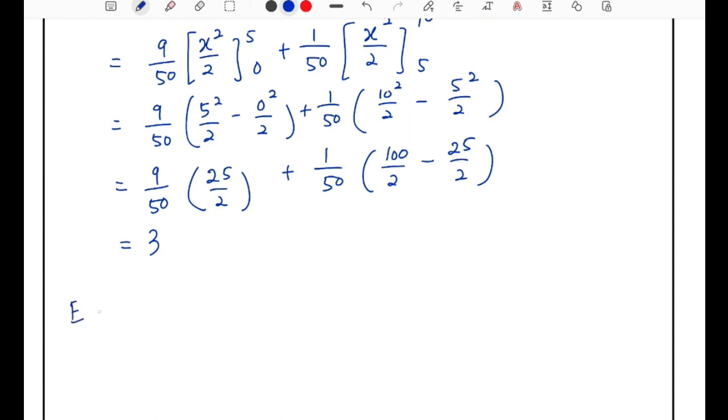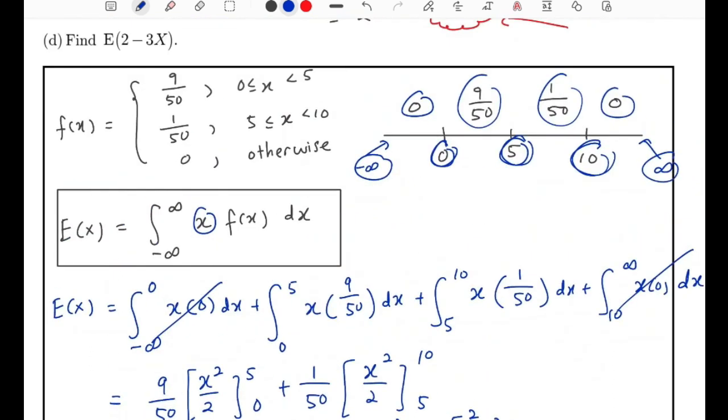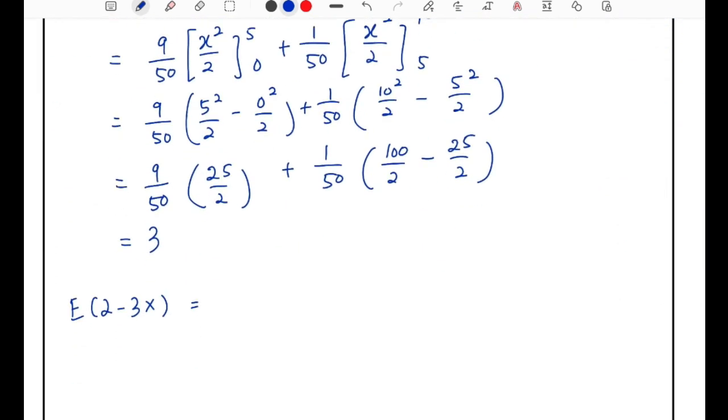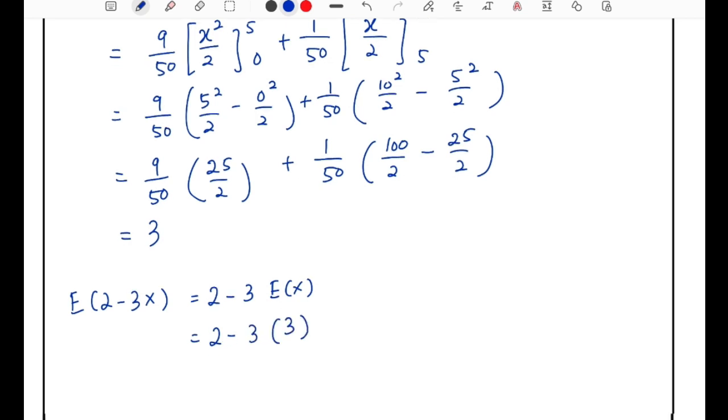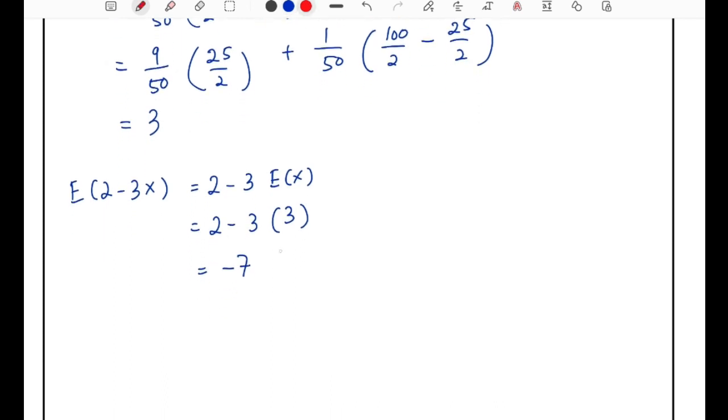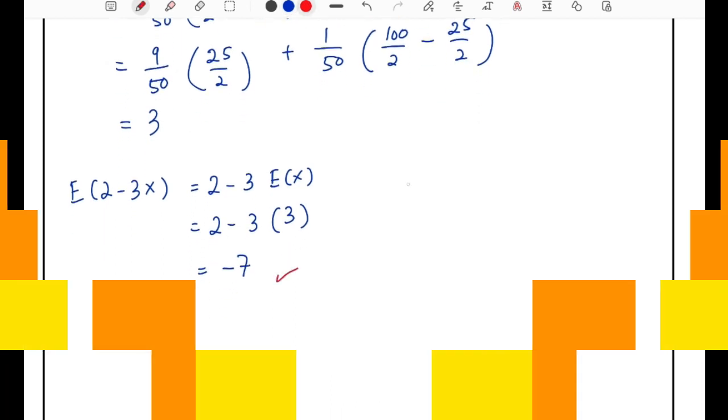So E(2 minus 3X), which is 2 minus 3 E(X), is equal to 2 minus 3 multiplied by 3, so it's just negative 7. Expectation can be negative, only variance cannot be.